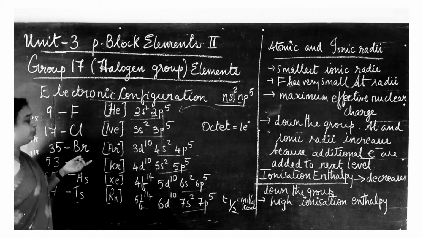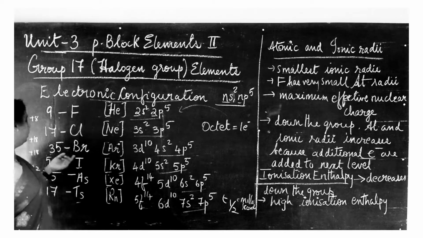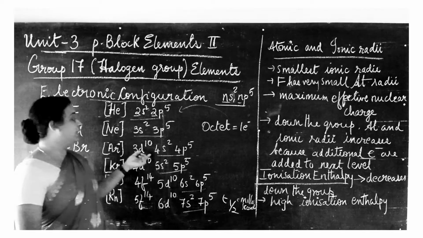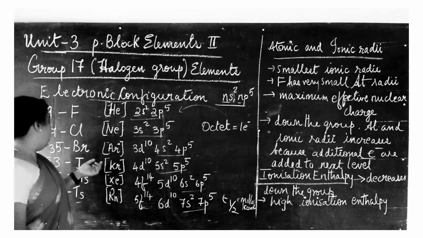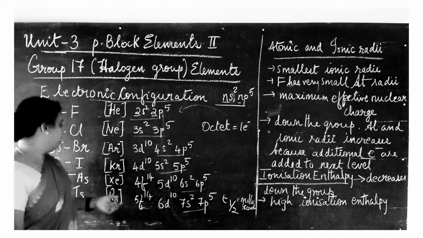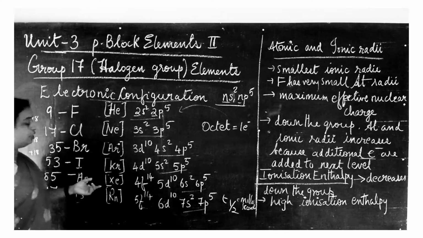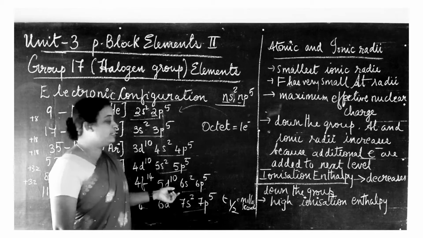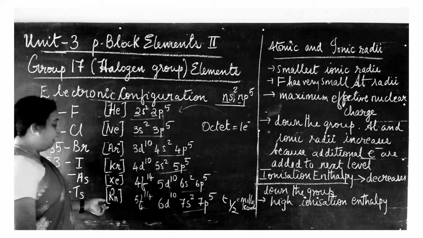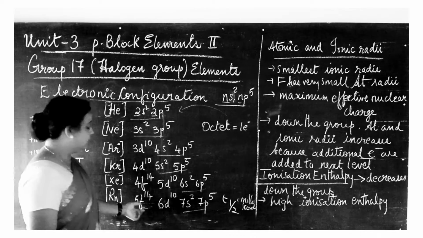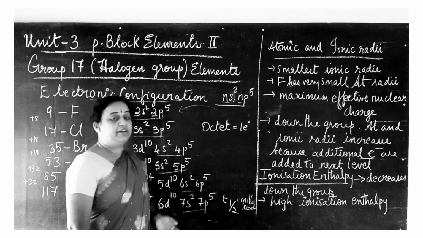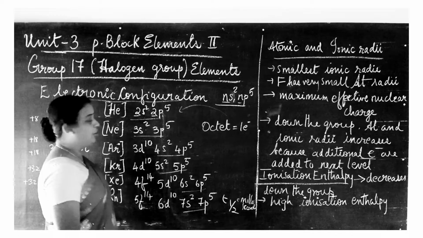And for bromine, atomic number 35, the electronic configuration is argon 3d10 4s2 4p5. And for iodine, krypton 4d10 5s2 5p5. And then astatine, xenon 4f14 5d10 6s2 6p5. And tennessine, radon 5f14 6d10 7s2 7p5. So this is the electronic configuration.